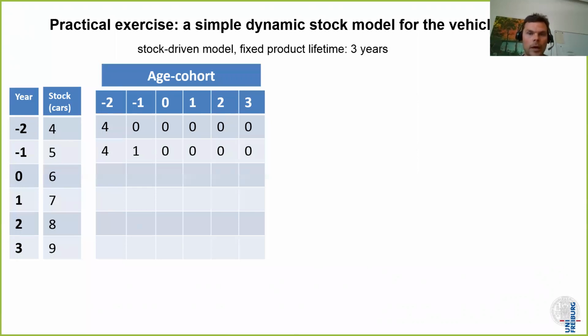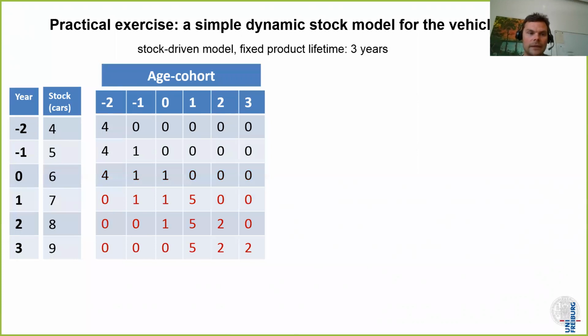The question is now what happens in the current year. In the current year, we still have the cars from 2 years ago because they haven't reached the end of their life. We also have last year's car because it's still there, but we need 6 cars and we have only 5. So we will consume 1 additional car. So this is the additional 1 in the column 6, year 0, age cohort 0. And by following this rhythm, we can fill the entire table.